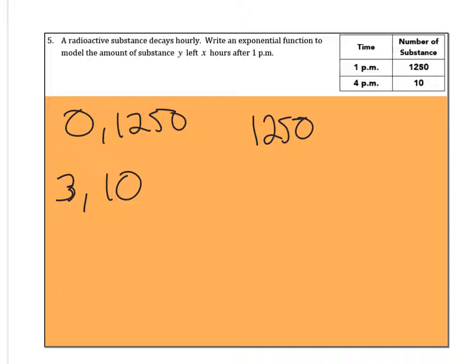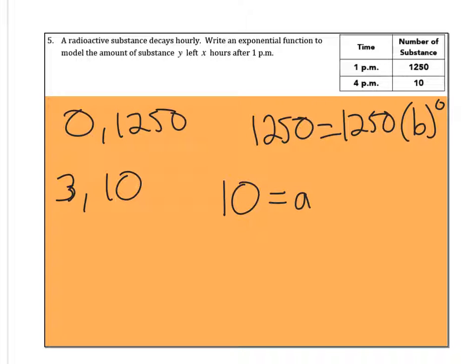So 1250 equals 1250 times b raised to the 0. That doesn't help me very much. But what I can do is this: 10 equals the initial starting amount, 1250, times b raised to the 3rd.